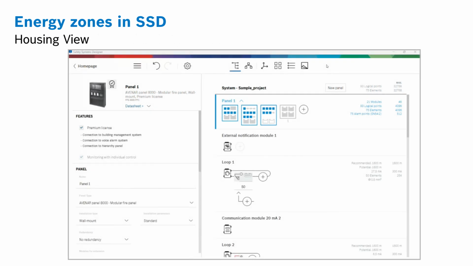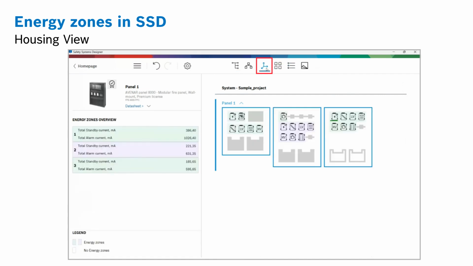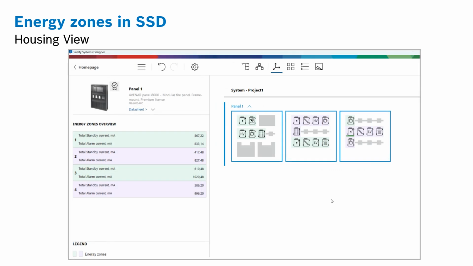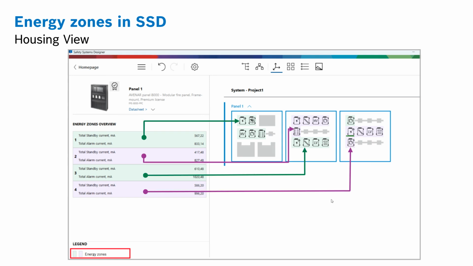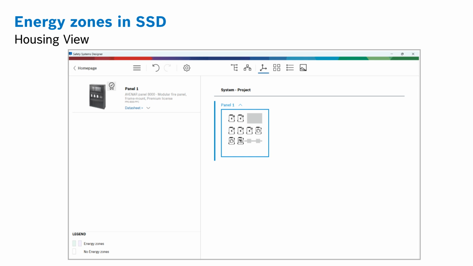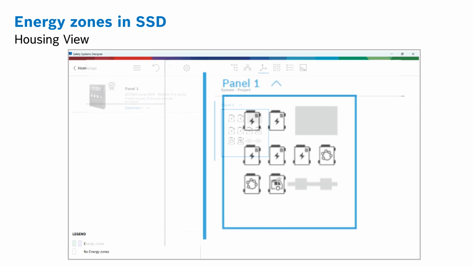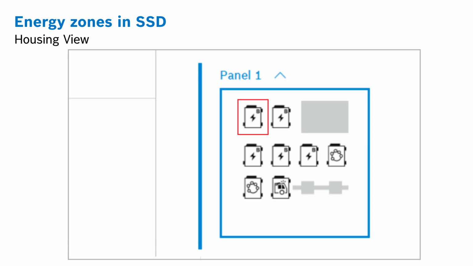Now to the main visual update. On the SSD project page, you can open the new housing view, providing a visual representation of the physical arrangement of modules, housings, and energy zones. When FPE 8000 BCM is configured at panel level, the energy zones are shown in distinct alternating colors. If BCMB is configured at panel level, no energy zones will be displayed. BCMB is displayed with the icon you can see on screen.